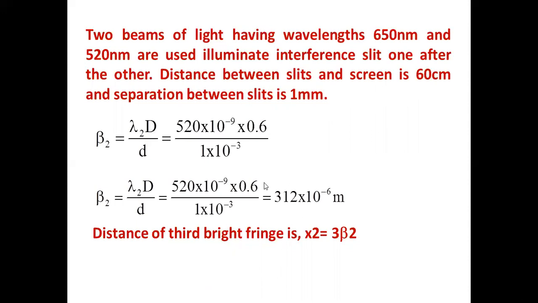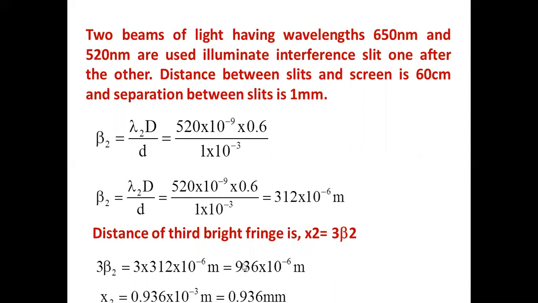Now, what is the distance of the third bright fringe of 520 nanometer? 3 beta. 3 beta 2 is 3 into 312 into 10 to the power minus 6. That is 936 micrometer or 0.936 millimeter. So bring minus 3 here. Remaining minus 3, you write it as 0.936 millimeter. Finished.